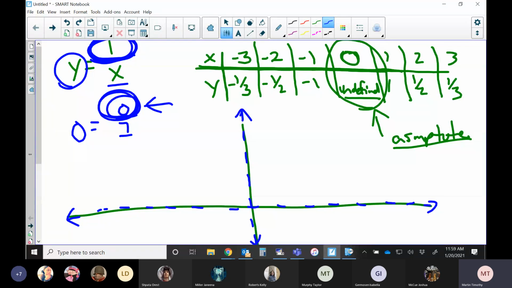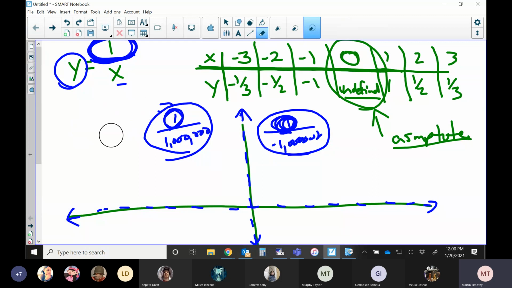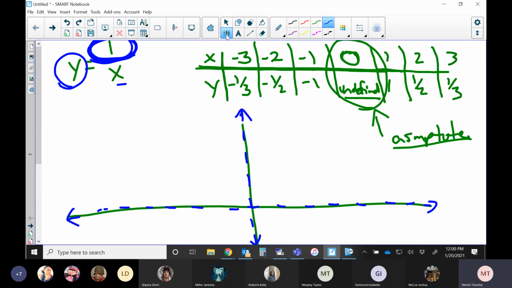Think about it. If I put in numbers for x, even if I put in 1,000,000, what is 1 over 1,000,000? It's a small number, but it's not 0. It's something, because there's always 1. Even if I put a negative, like 1 over negative 1,000,000, it's still something. It's still 1. The only way this could be 0 is if the top number could be 0, and we know it can't be, because for this equation, it's going to be a 1 every single time. So that's where that horizontal asymptote is coming from, that this will never ever be 0.